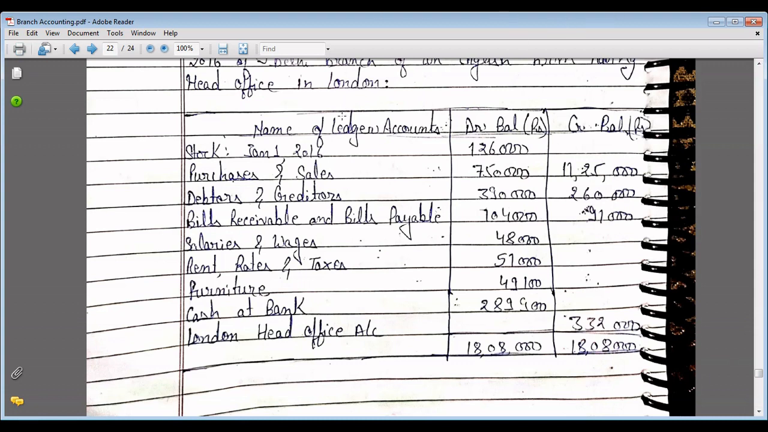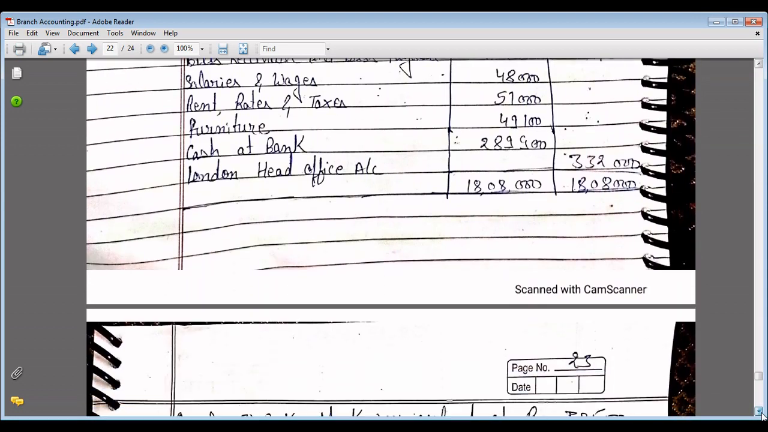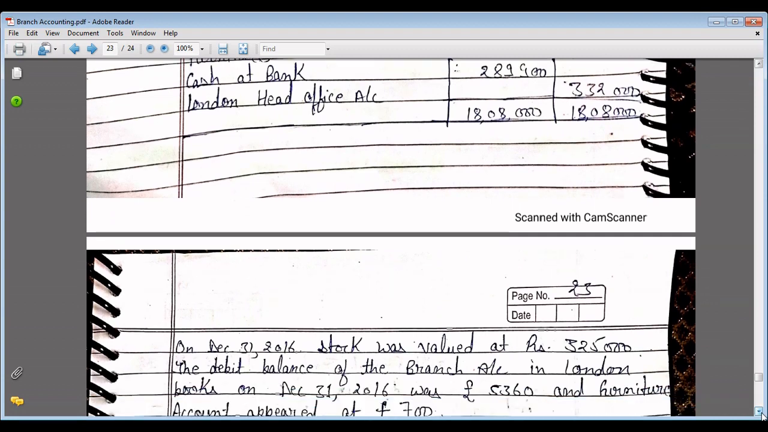Stock on 1st January 2016, 1,26,000. Purchases and sales, 7,50,000 and 11,25,000. Debtors and creditors, 3,30,000 and 2,60,000. Bills receivable and bills payable, 1,04,000 and 91,000. Salaries and wages, 48,000. Rent, rates and taxes, 51,000. Furniture, 49,100. Cash at bank, 2,89,900. And London head office account, 3,32,000. And the total of the trial balance is given as 18,08,000.